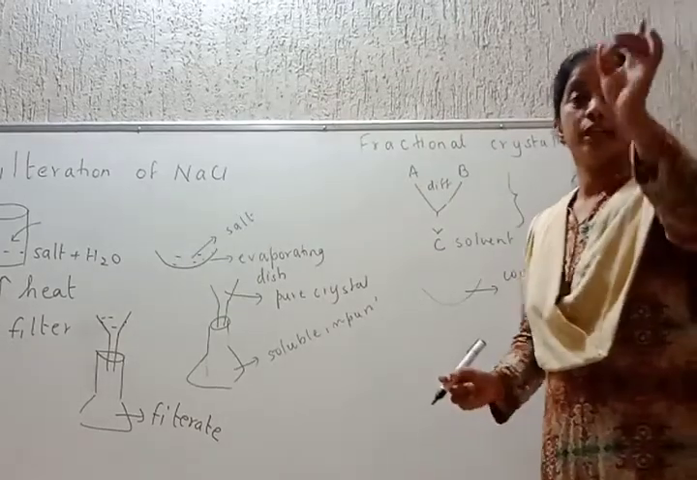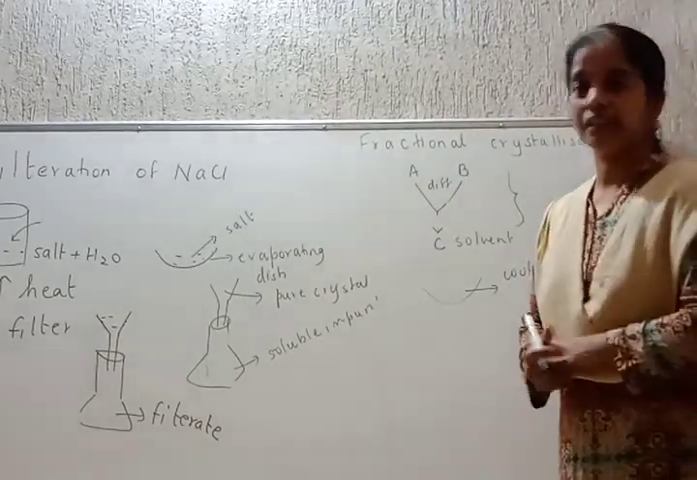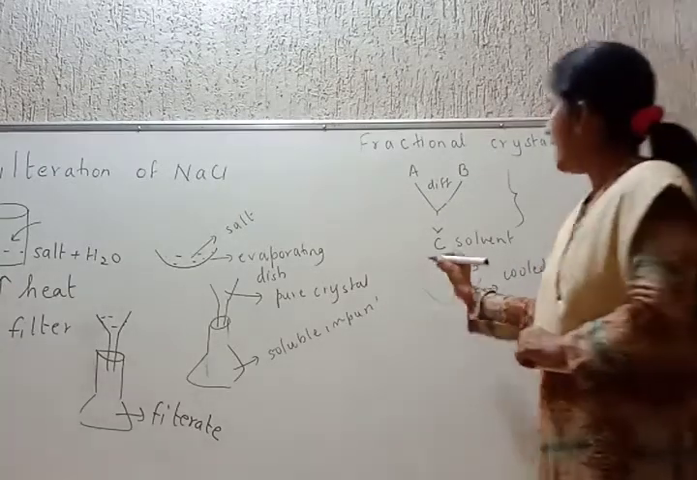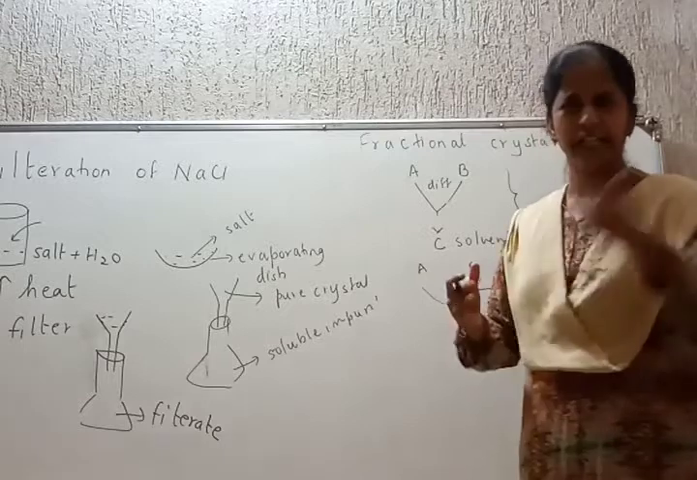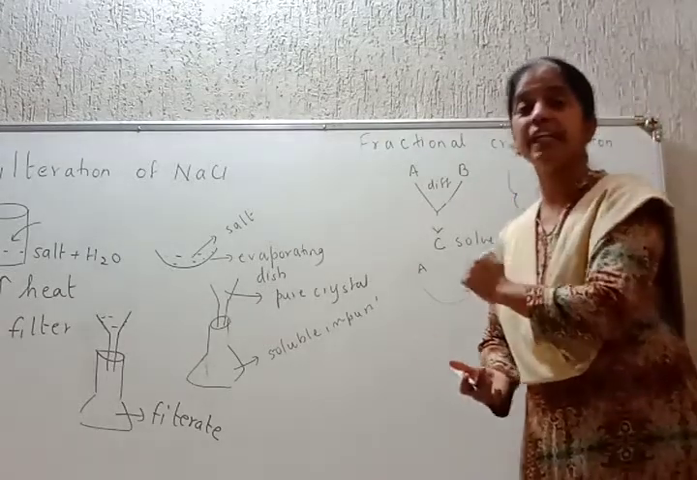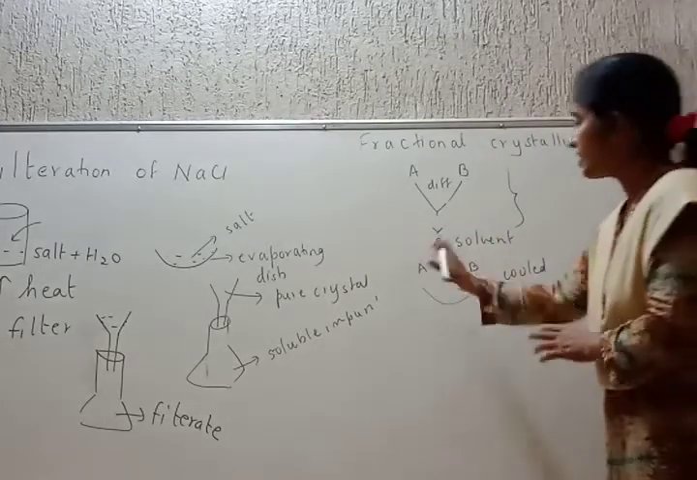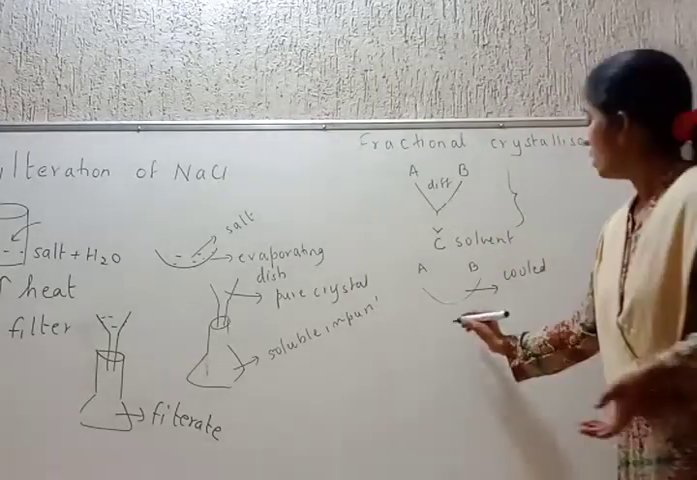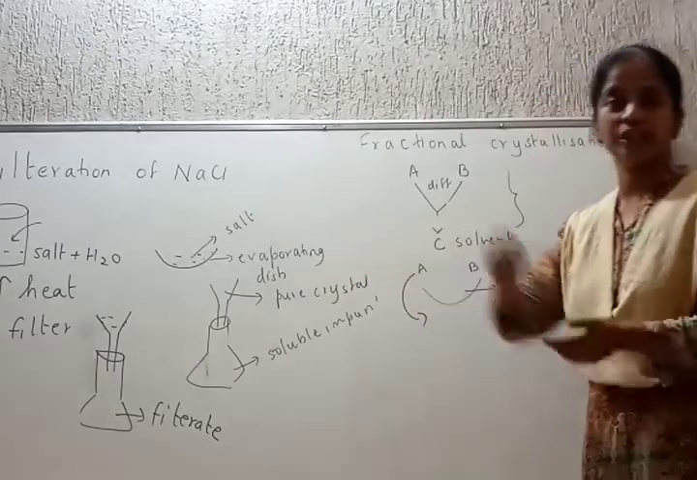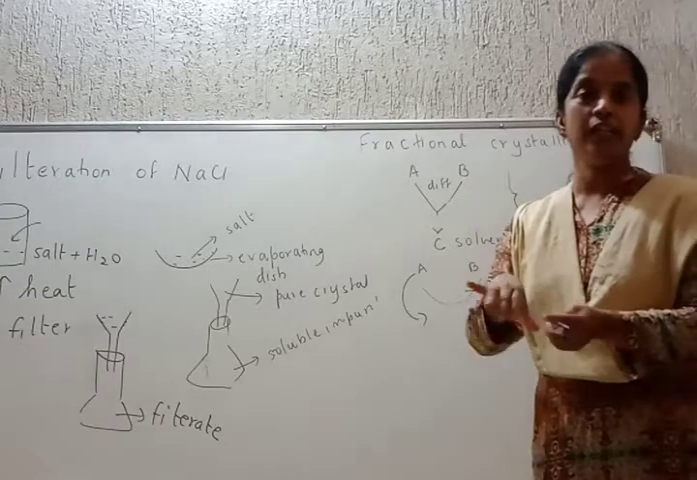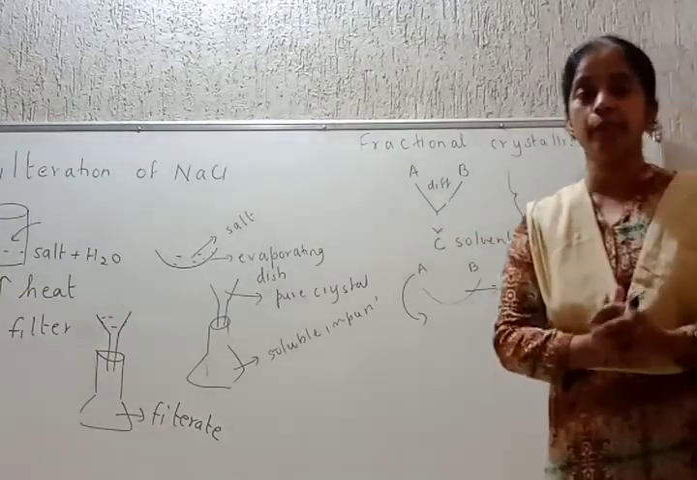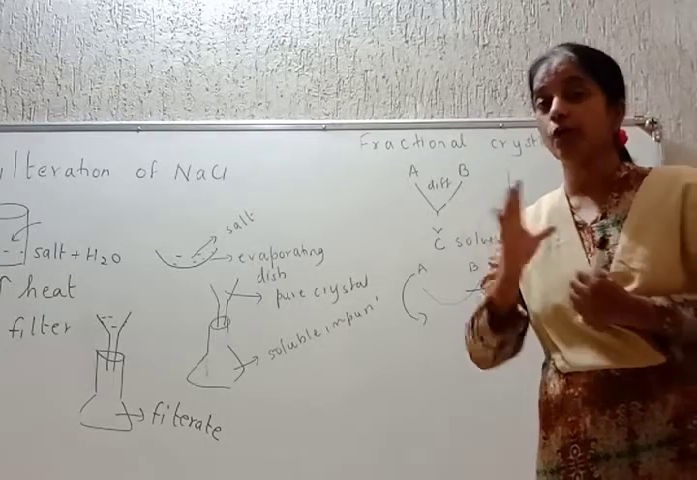As the levels of solubilities are different, the substance which is highly soluble, A, will crystallize out first, leaving behind B in the solvent. Crystallization is finished. Students, separate this A by the same process. Pour it over a funnel attached with a filter paper. A is attached to the filter paper. A is removed.